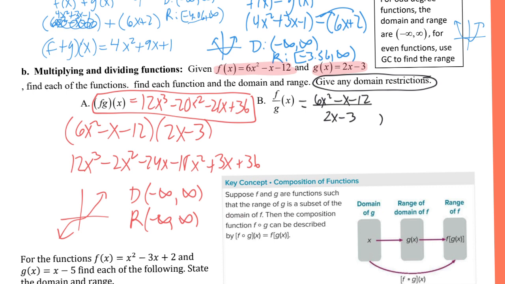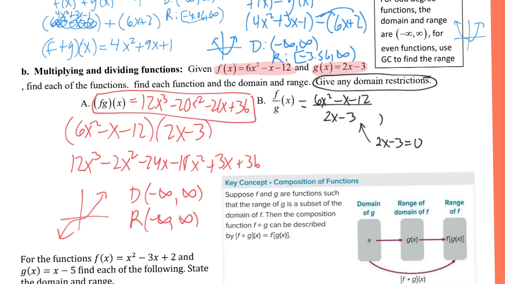Because if you put this in your calculator and looked at the table of values, there would be one value for x that would have an error as a result. Why? Because when you plug in this value for x, it makes it divide by 0. So to find it, you set the denominator equal to 0 to say, okay, tell me what I can't do, and then I'll avoid it.